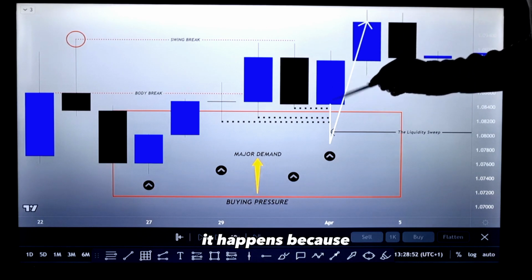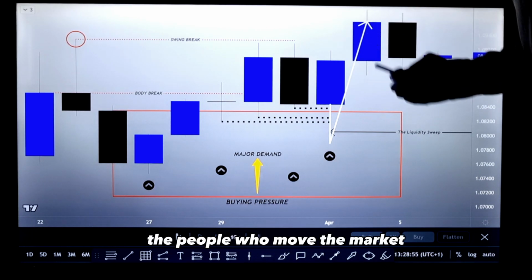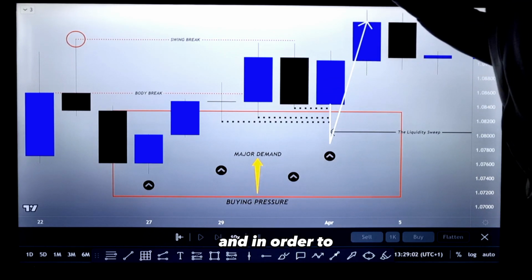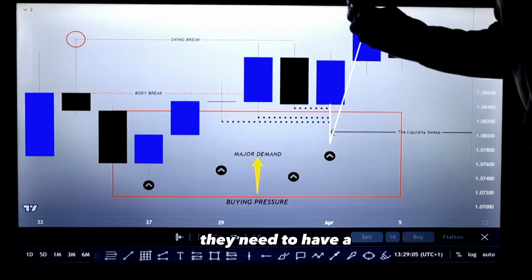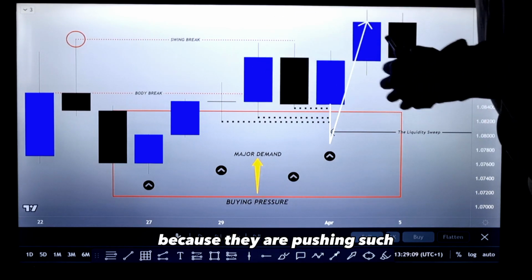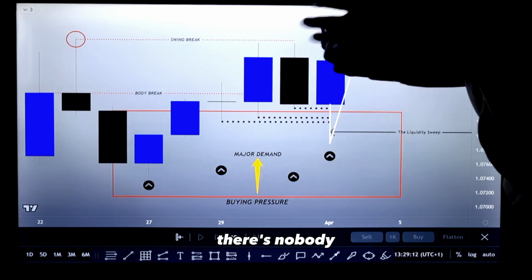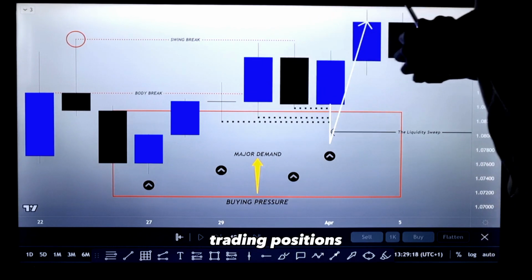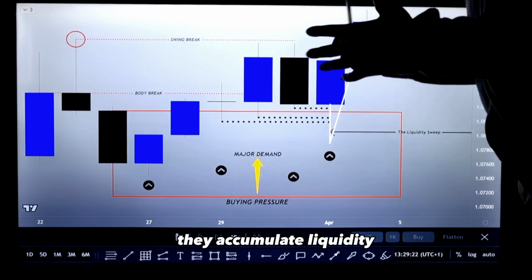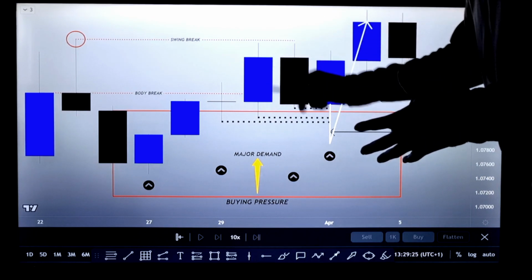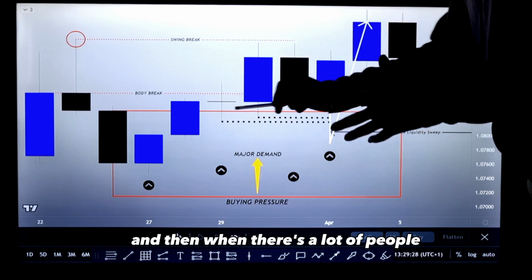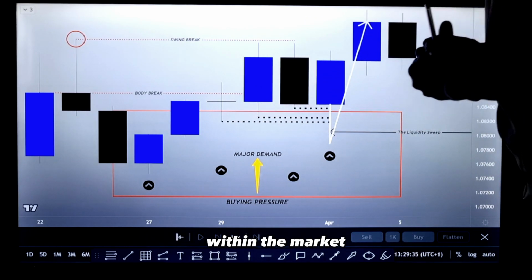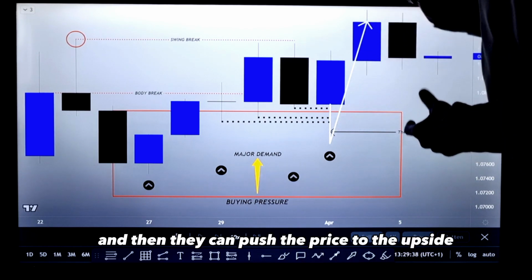But why does it happen? It happens because the people who move the market, which are the big banks, need to justify their big moves. And in order to justify their big moves, they need to have somebody to trade against them. Because they're pushing such high volumes, there's nobody in the market who can match their trading positions. So what do they do? They accumulate liquidity, they engineer price action, and then when there's a lot of people who have placed stop losses around certain levels within the market, they take it out and then they can push the price to the upside.